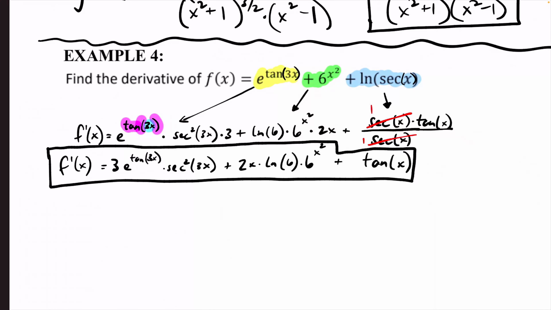Okay, here we go. Example number 5. The reason I like derivatives of e's and ln's, it's not that hard, right? It's not that hard, but when you're done, it makes you look very smart. It makes you look like you did something a lot more. It's one of the easier things we find derivatives of.